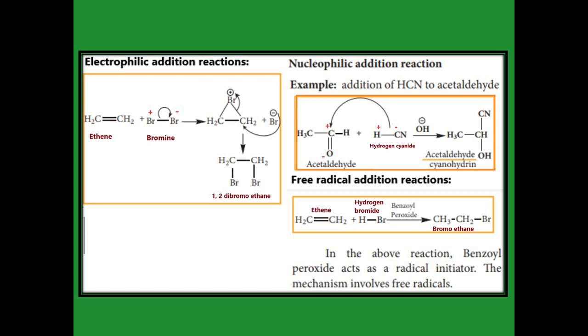Next one, free radical addition reaction. For that we take ethene and hydrogen bromide. The bond in hydrogen bromide is split by homolytic fission. Homolytic fission gives free radicals, so H radical and Br radical. One H radical goes to one CH2, and the Br radical goes to the other CH2. So we get bromoethane. This free radical addition reaction is initiated with the help of benzoyl peroxide. It gives the homolytic fission of hydrogen bromide.